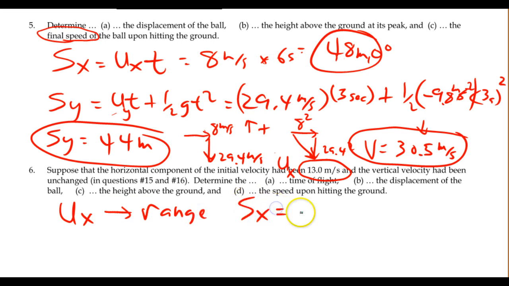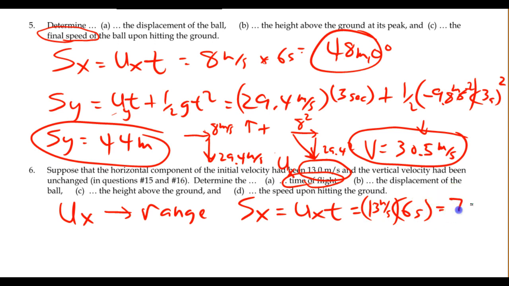The distance that we travel on x is ux times t, but the time of flight has not changed, so it's still going to be 6 seconds, but we need to multiply it by 13 meters per second. That's going to make it go farther, 78 meters, but it doesn't take more time to reach that point. It simply goes further because it's moving faster in the horizontal direction. The overall displacement of the ball, Sx, is 78 meters. The time of flight is still the same at 6 seconds.